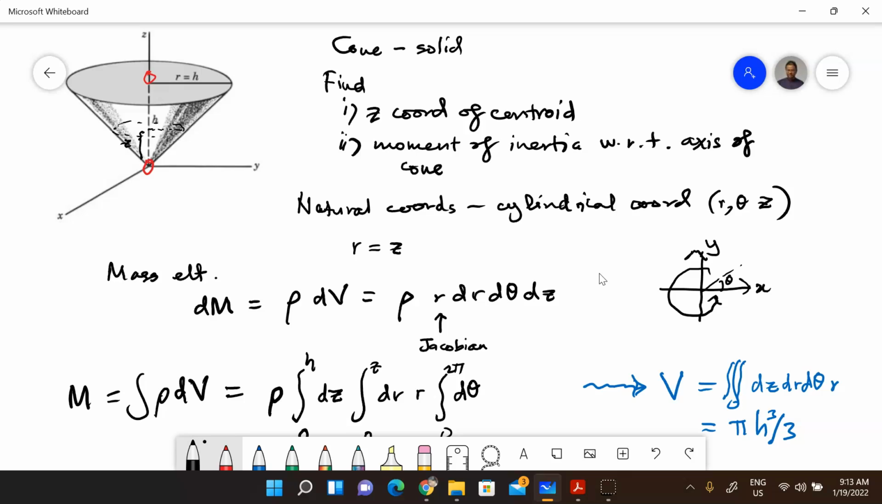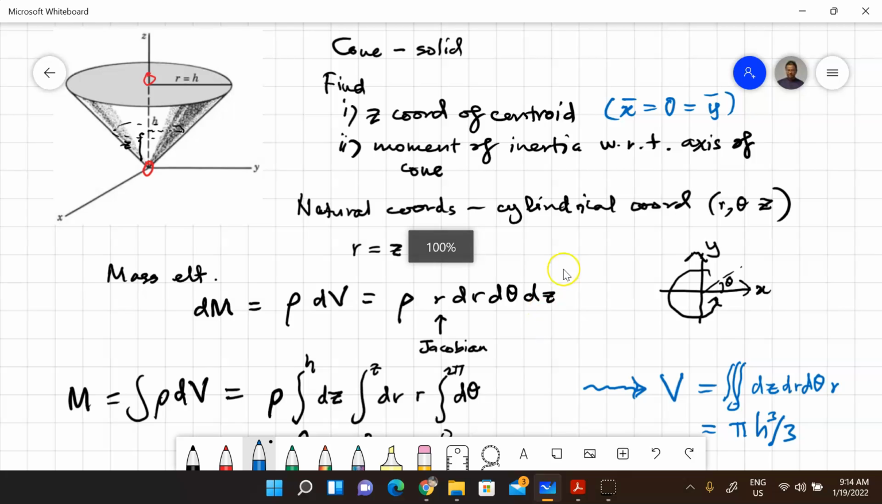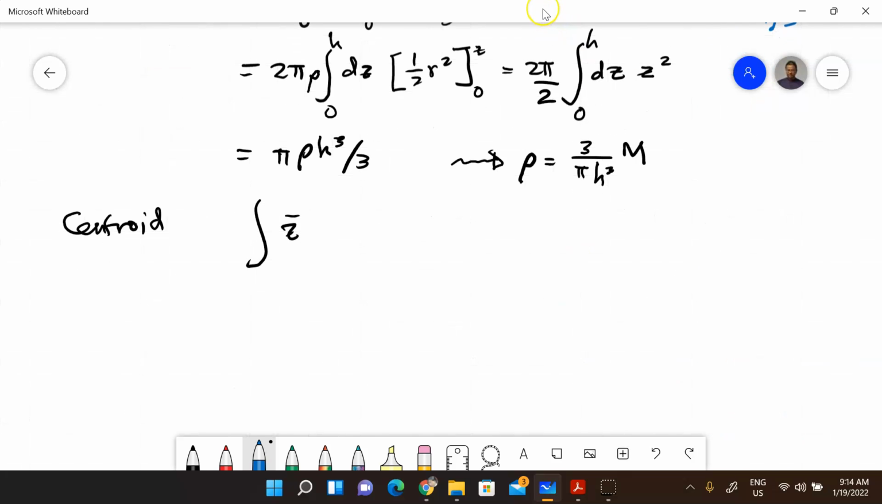So essentially here, let me just write that. It's obvious that x bar and y bar are going to be equal to 0, because it's symmetric about this particular axis. So the centroid has to be along that particular axis. That's why we are only interested in getting the centroid coordinate of z.